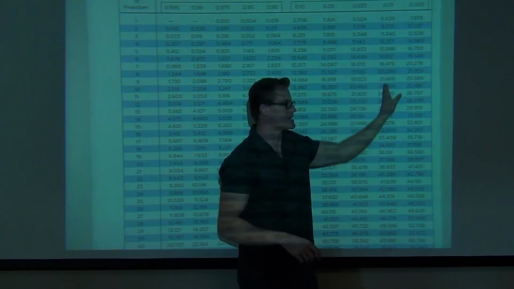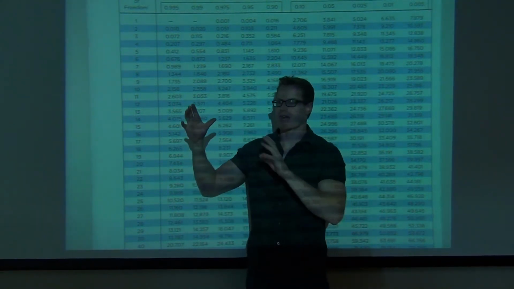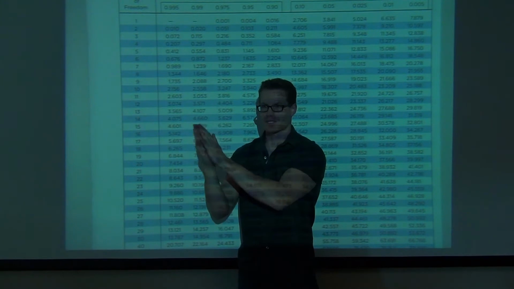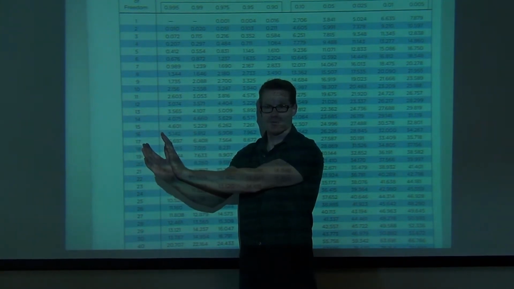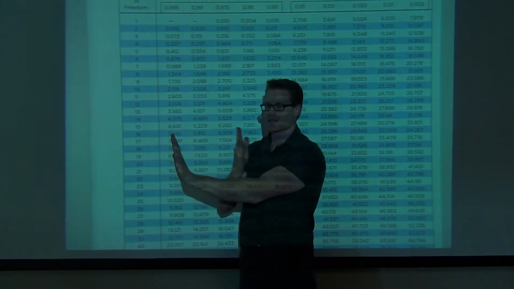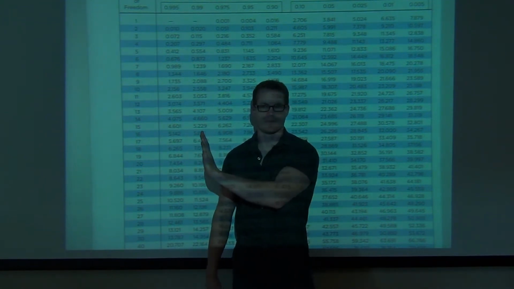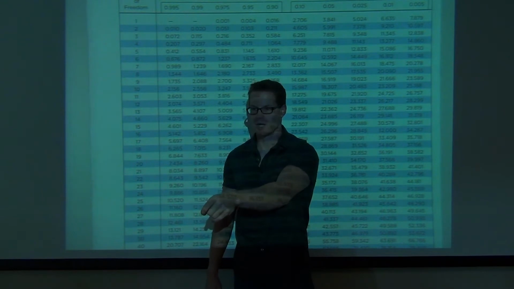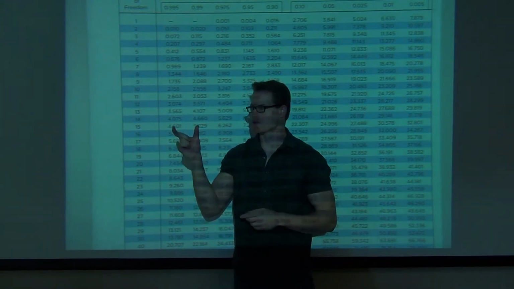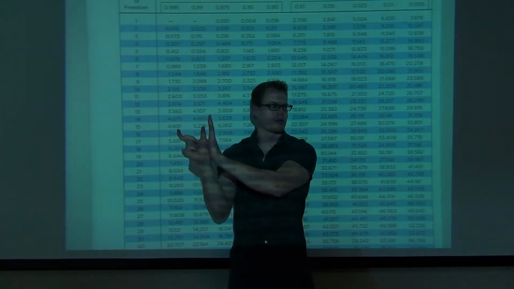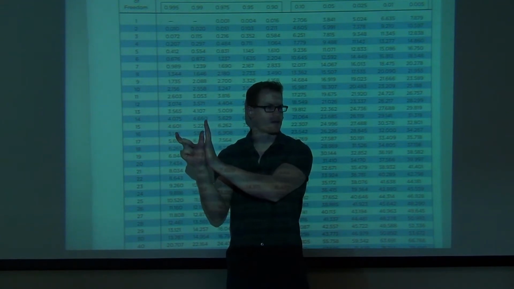0.025 on the right, that was easy. This gives areas to the right. If the area to the left, think about this, if the area to the left is 0.025, what's the area to the right of that marker? 0.975. How do you get from 0.025 on the left to 0.975 on the right?